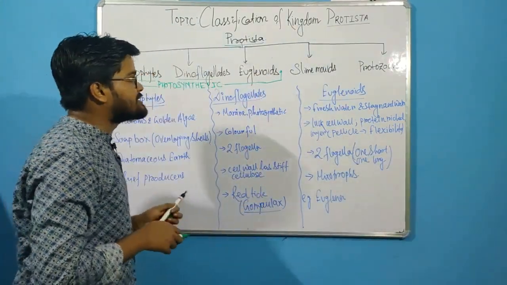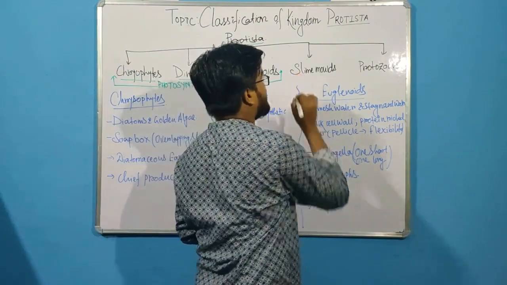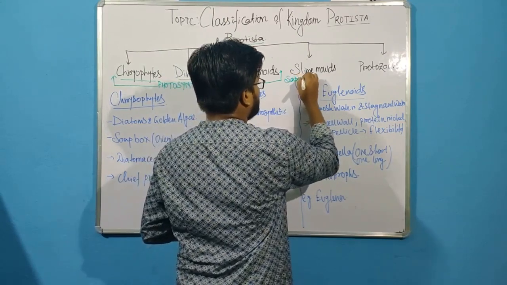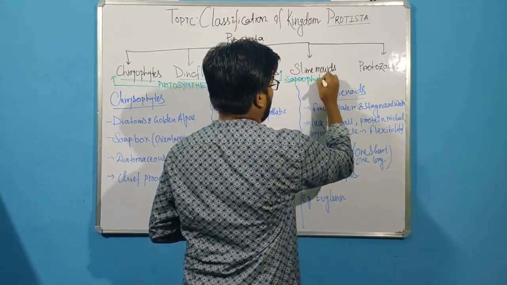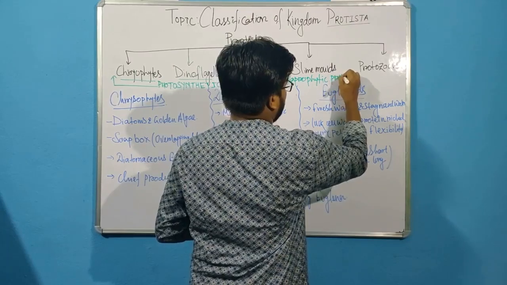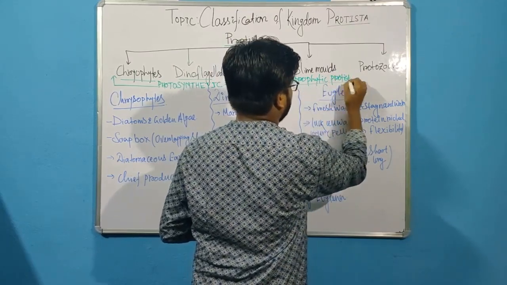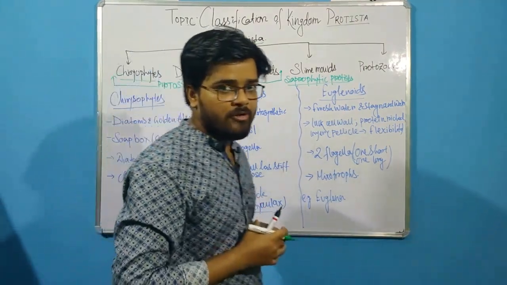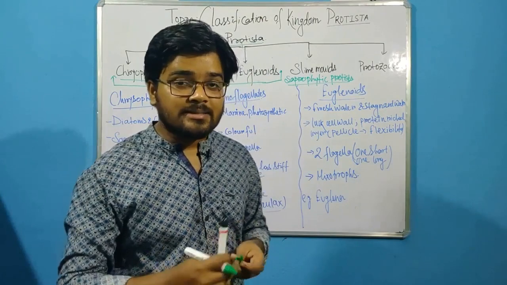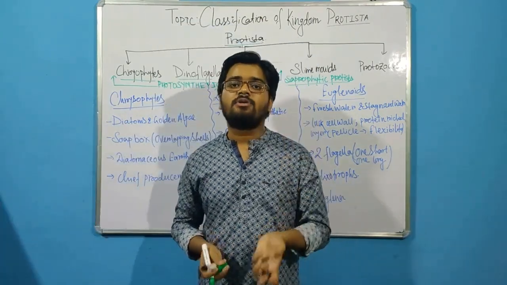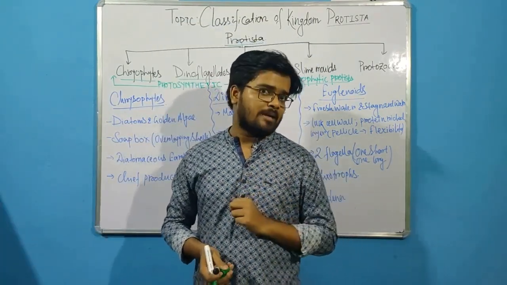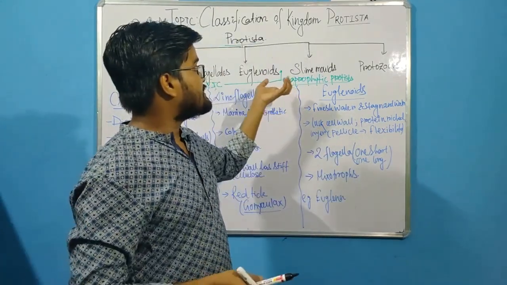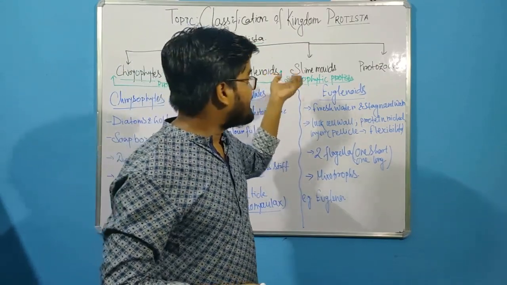Now the slime molds. Generally they are saprophytic protists. We already know about saprotrophic nutrition, where organisms derive nutrition from dead and decaying matter, and such an organism is called a saprotroph. So the slime molds are saprophytic protists.